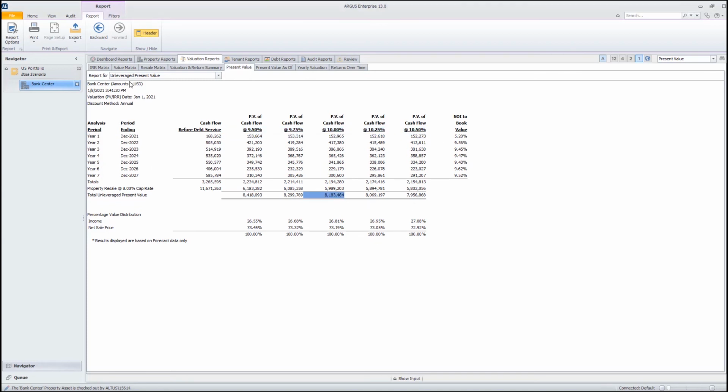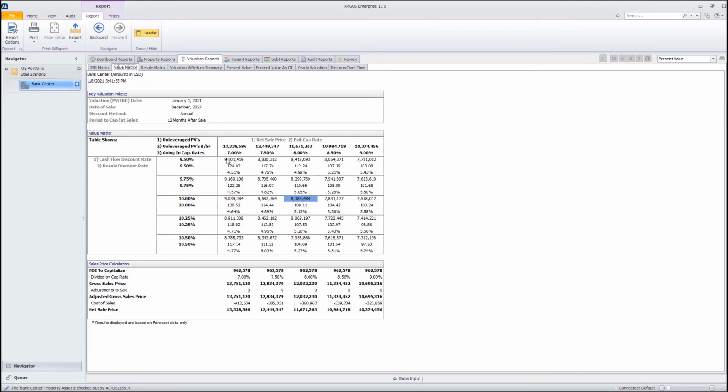Another report that will show us our present value is going to be our value matrix. This report is great because it gives us an entire matrix of present values. Now, the horizontal axis is going to show us our net sale price and our exit cap rate based on what we've modeled in this property. Our vertical axis is going to show us our discount rate directly in the middle, but then of course we'll see that range of discount rates as well, so the 9.5, 9.75, and so on. And if you take a look directly in the middle of our value matrix, we will see the same present value we saw in our present value report. However, it is giving us a range of discount rates. So if our exit cap rate was 7% and our discount rate was 9.5%, we can see the present value with those variables. So this is giving us a whole range of present values that we can see.